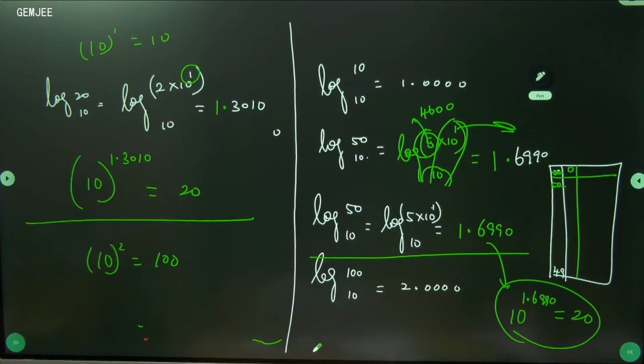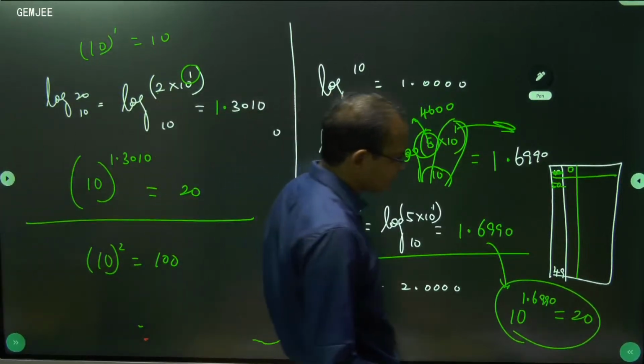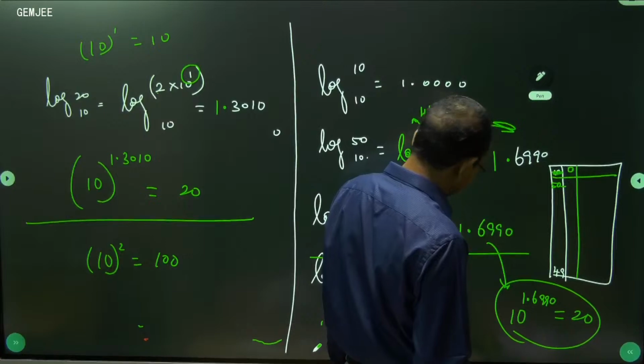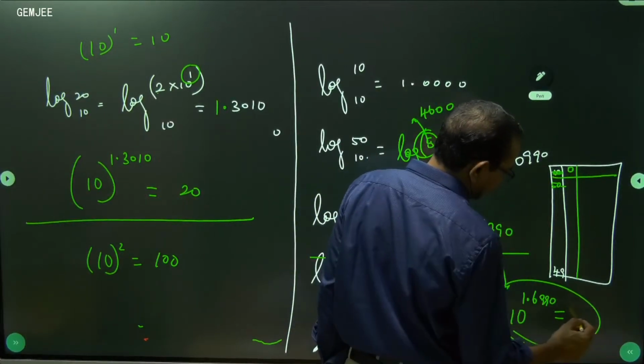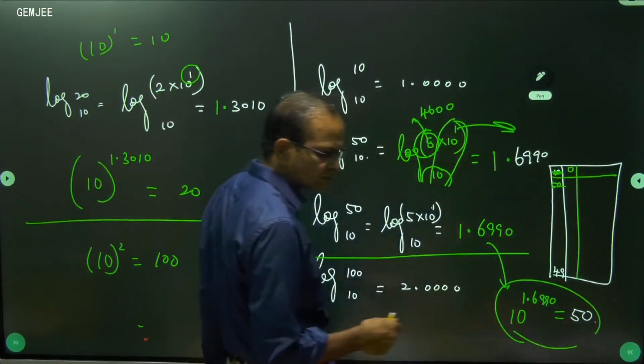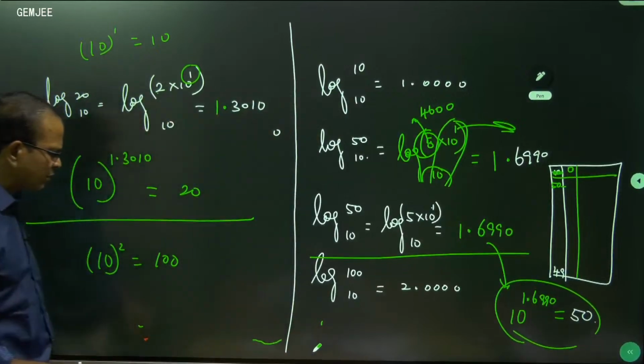Is that right, dear? Sorry? Oh, not 20, by mistake I wrote 20. Good. Because we calculated for 50. Good. Someone has some other doubt.